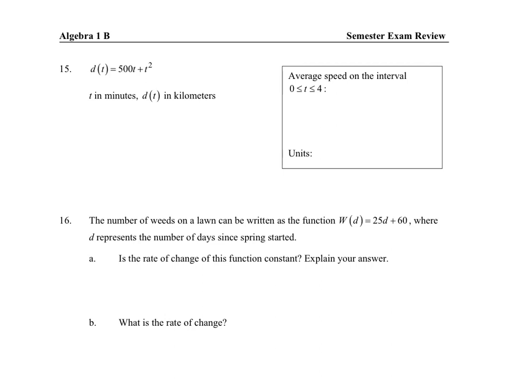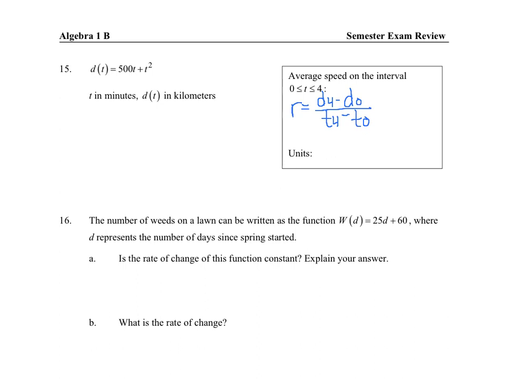Question number 15 gives us a function. It gives us d of t equals 500t plus t squared. Well, we are looking for the average speed on the interval 0 is less than or equal to t, which is less than or equal to 4. So it still is the same thing. My rate is going to be d of 4 minus d of 0 over t of 4 minus t of 0.